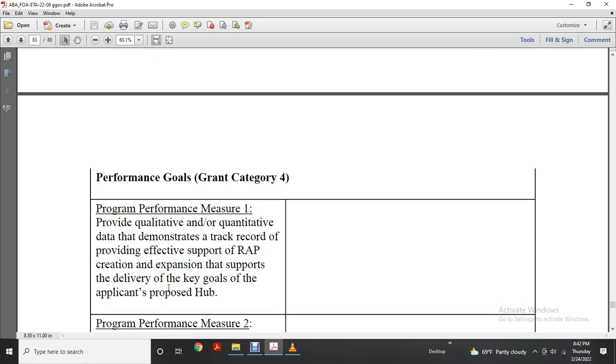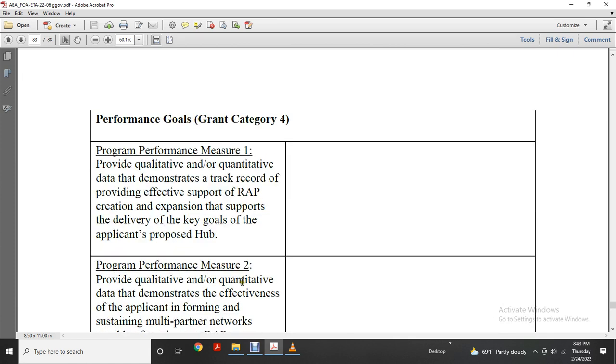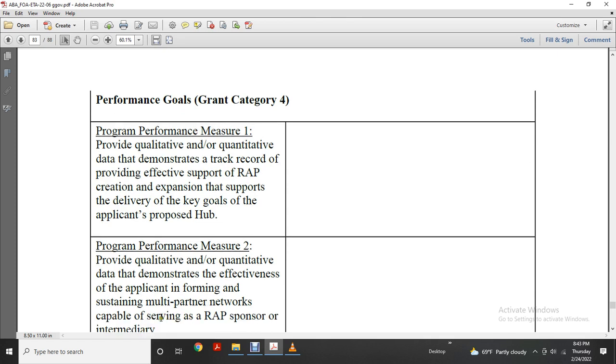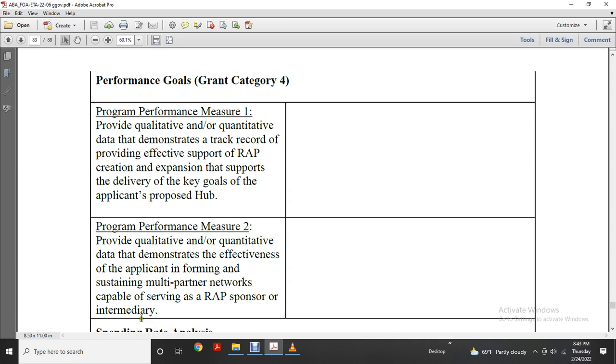Program performance measure 1: provide quantitative and qualitative data demonstrating a track record of providing effective support for registered apprenticeship creation and expansion, and support for the delivery of the key goals of the applicant's proposed hub. Program performance measure 2: provide qualitative and quantitative data demonstrating the effectiveness of the applicant in forming a sustained multi-partner network capable of serving as a registered apprenticeship intermediary.